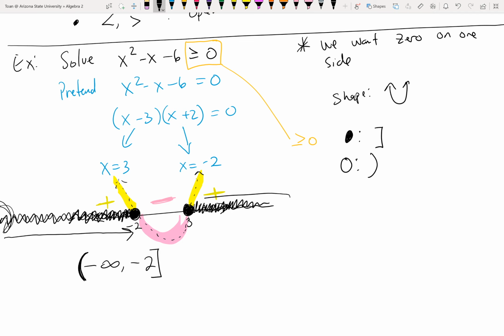I hope everyone agrees that we're not done yet. We still have this region to write down. If your answer has more than one region, you're going to glue your answers together with a union. It's just a capital U without a tail on it. And then you go ahead and describe this region.